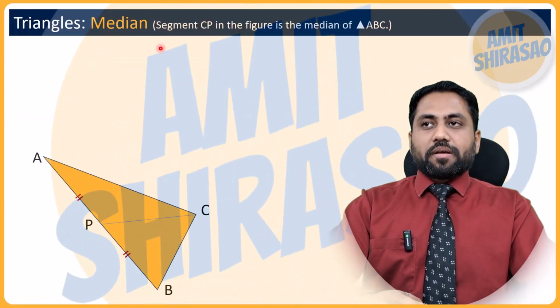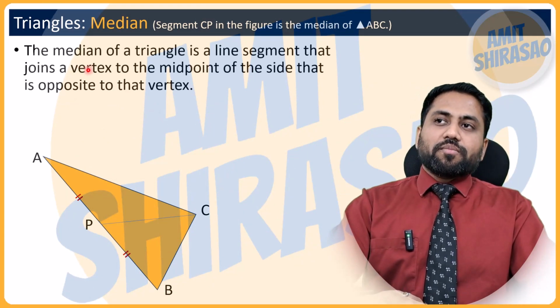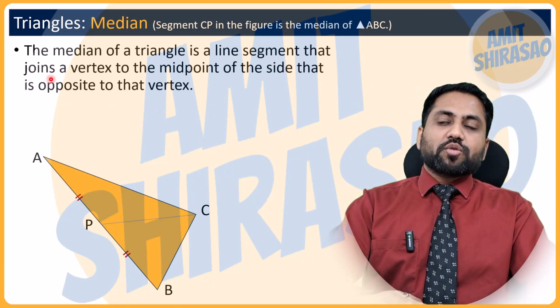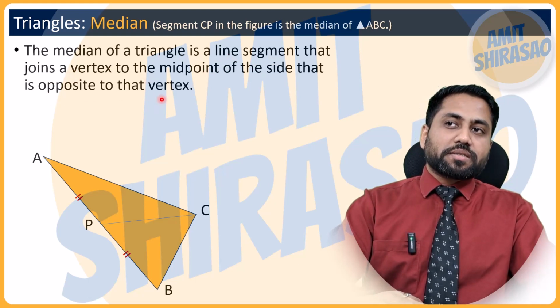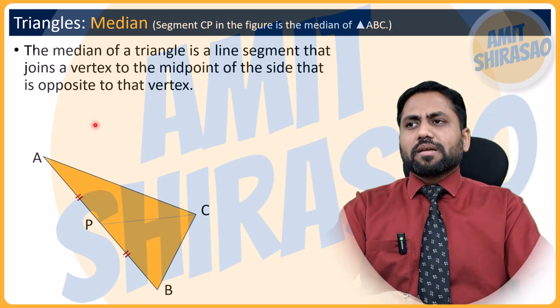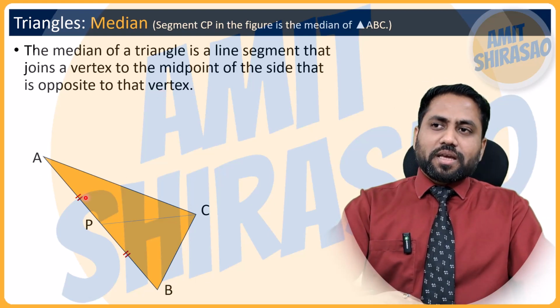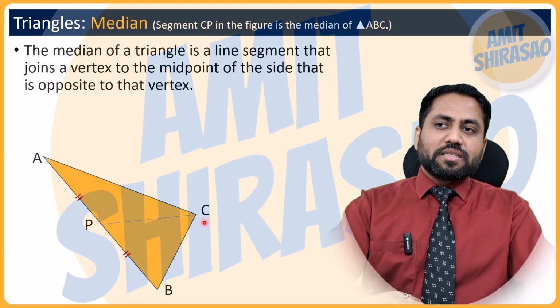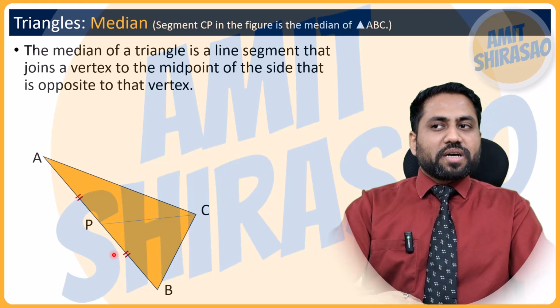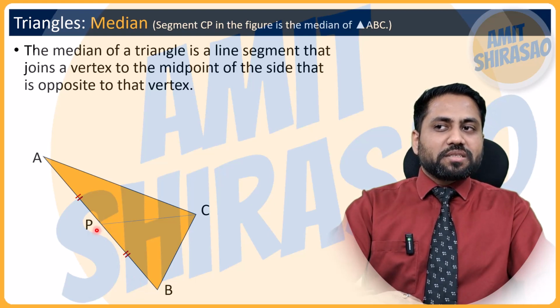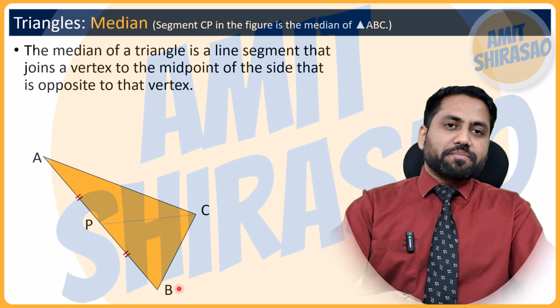What is a median? Now this is an important slide. Median of a triangle is a line segment that joins a vertex to the midpoint of the side that is opposite to that vertex. Means what? See, there are three vertices to the triangle: A vertex, B vertex, and C vertex, right? So let us say that from C vertex, I am drawing a segment till the side which is opposite to it, right? But I am joining it at point P, and P is such that AP is equal to BP.